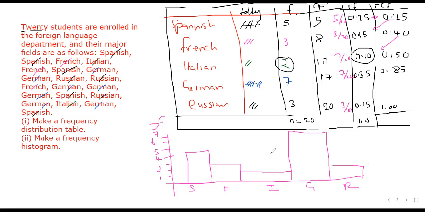Remember, this was my introductory part to say histogram bars are usually attached to each other. So you can have your 5 there, 3, 2, 7, and 3. So this is how the histogram looks. You need to give it the title histogram. And here we have the language. So this is how we draw our histogram.